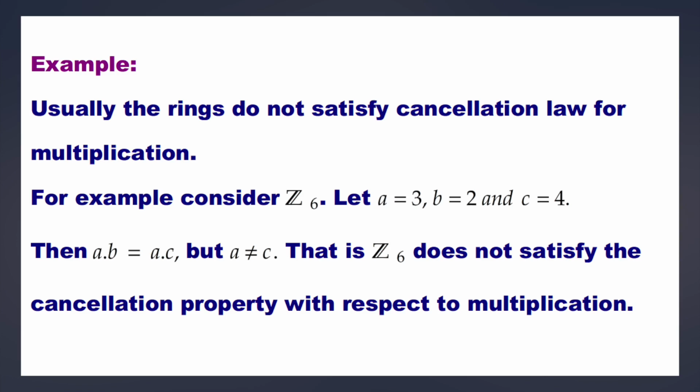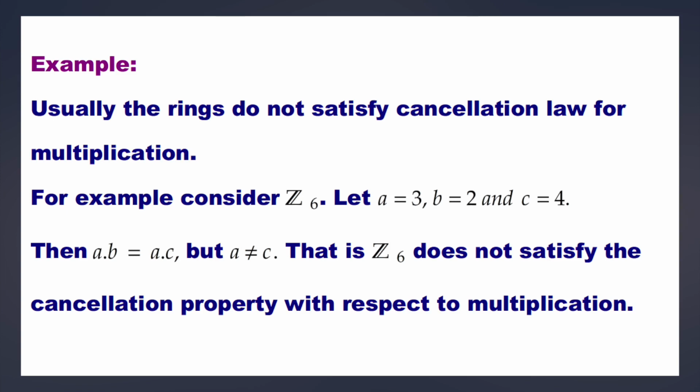For example, let us consider Z6. In this ring, 2 multiplication modulo 6 with 3 equals 4 multiplication modulo 6 with 3, and both equal 0, because 2 times 3 gives you 6. Again, it is divisible by 6 and therefore equal to 0. The same goes for 4 and 3. When multiplied under multiplication modulo 6, again it yields 0.